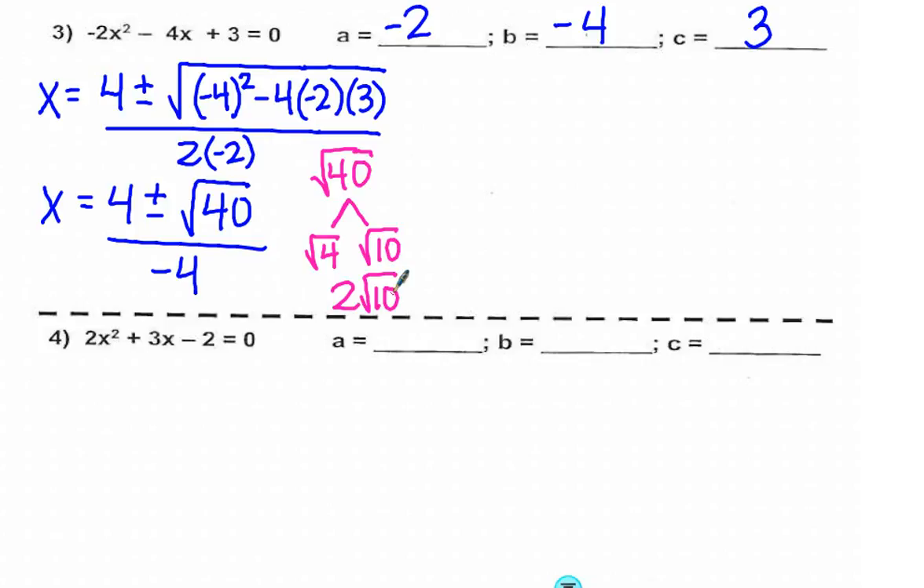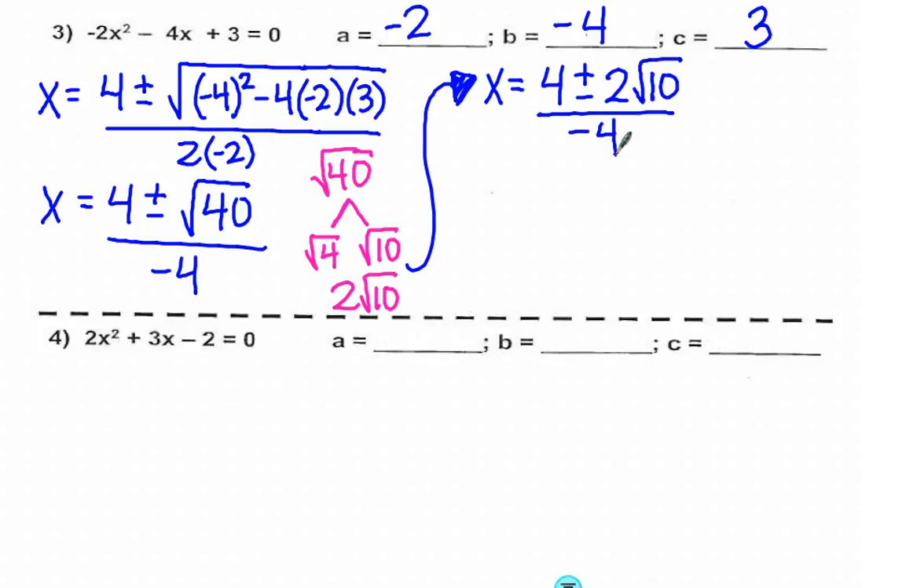All right, so now I'm going to replace the square root of 40 with that, back over here. So now I'm left with x is equal to 4 plus or minus 2 times the square root of 10, divided by negative 4. And that's a pretty ugly answer, but we can still reduce it a little bit further. If you can get to this step, then I'm so proud of you. That's awesome, and you did a really great job. But we want to take it a step further and reduce these.